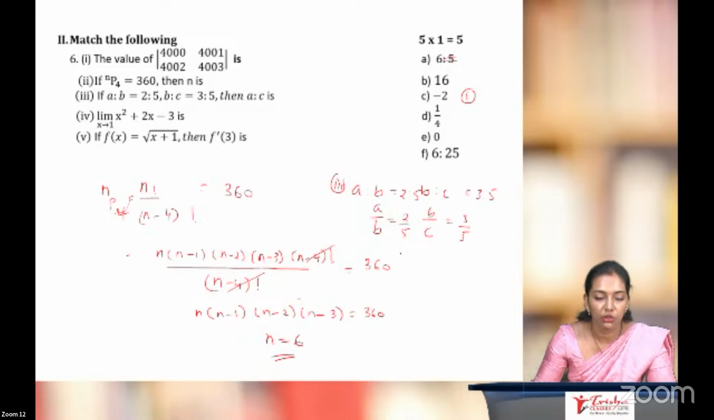So compounding the ratio, so A by B into B by C. Nothing but 2 by 5 into 3 by 5. So B and B cancel, hence you get A by C, which is equal to 2 by 5 into 3 by 5. So 6 by 25, okay, or 6 is to 25. So this is the answer, third one.